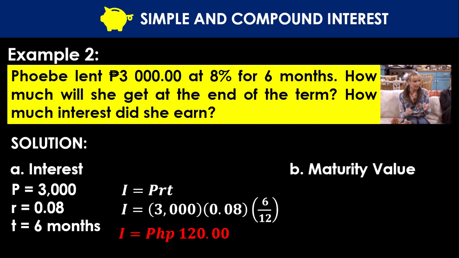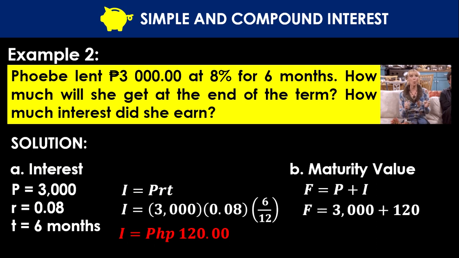For the maturity value, all we need to do is to add the principal amount to the interest. So that's 3,000 plus 120. That is 3,120 pesos.